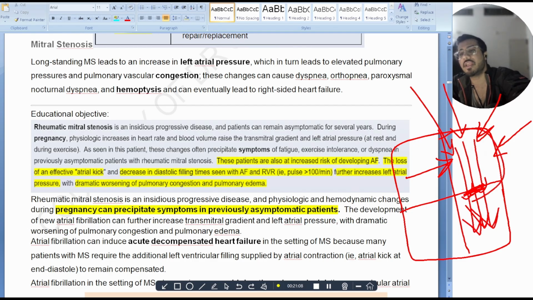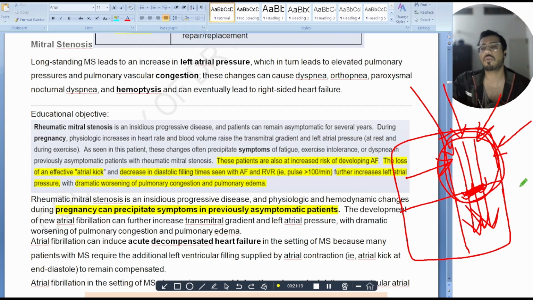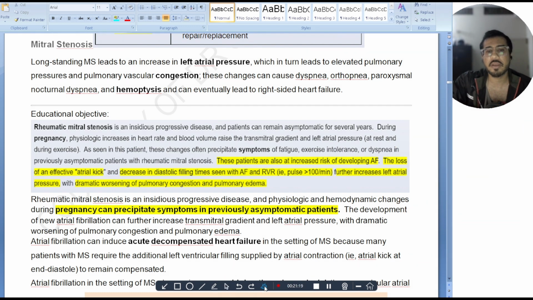So if the atria develop fibrillation and the person already had stenosis, there's no blood going forward into the ventricles, so he's going to become extremely symptomatic. So this can happen in a pregnant patient. What I mean to say is, these are different cases, but they can happen in the same patient as well. The patient became pregnant, became symptomatic, then also developed AFib, then the patient is in serious trouble.